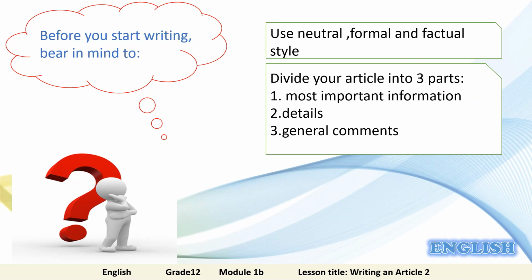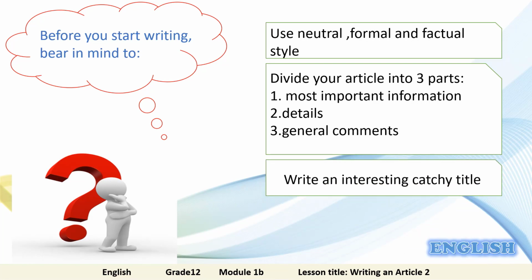Divide your article into 3 parts. Please make sure you have written your article in 3 separate paragraphs. The first paragraph contains the most important information. The second paragraph contains the details. The third paragraph contains the general comments. Avoid writing in chunks. They should be clearly separated in order not to lose marks on the test as well. The organizational feature does count.